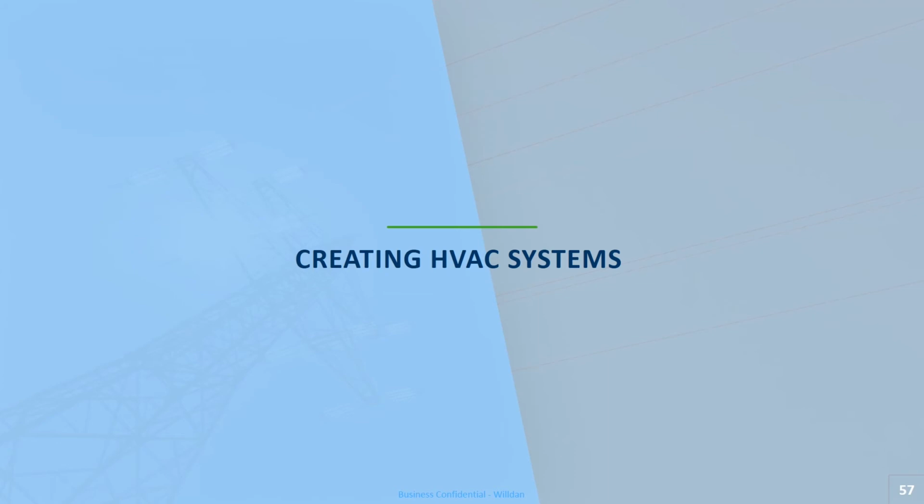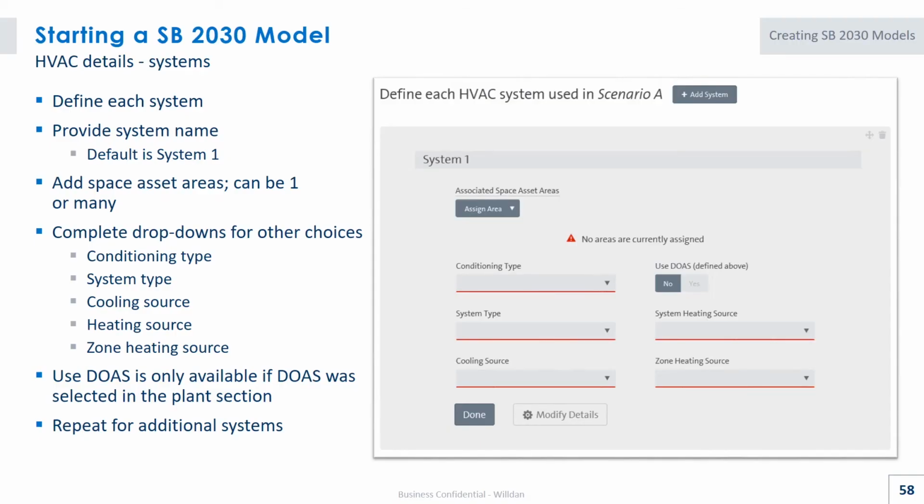After you've defined the central HVAC system, we ask you to define individual system types. For each system type, you can, again like the space asset areas, rename them, whatever nomenclature makes the most sense for your project. You have to assign at least one space asset area. You can't have an HVAC system that's not doing anything for you. But you can also have the whole building on one space asset, or one HVAC system, if you would like.